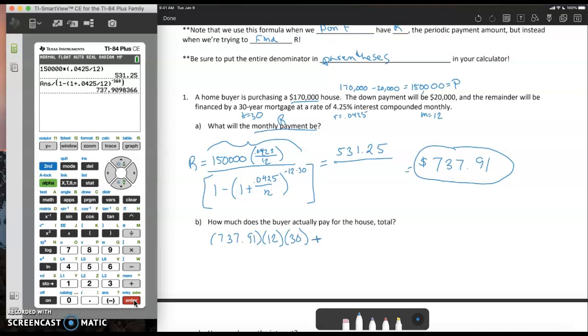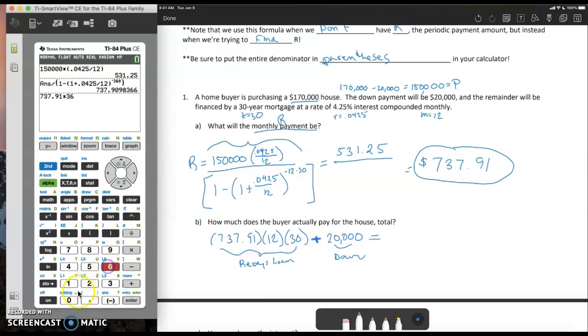And don't forget, if you had a down payment, you have to also count that in. That is money that they did pay for the house. They just didn't pay it on the loan. So this much repays the loan, and then this was their down payment. So if we want to see that in its parts, then they paid $737.91 times, and 12 times 30 is just 360.